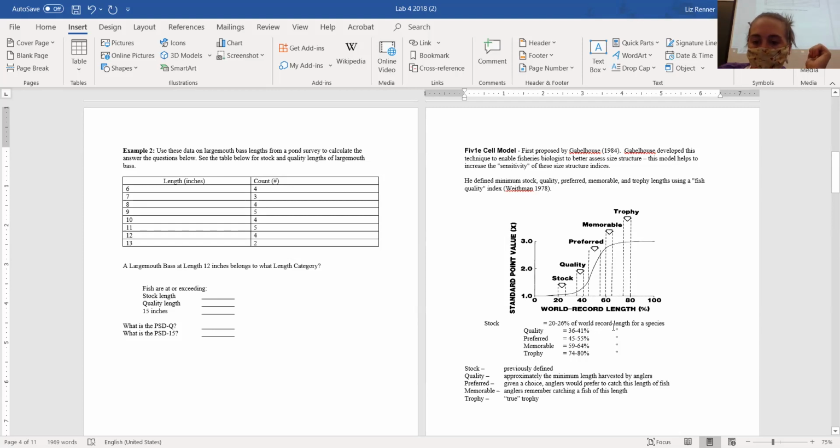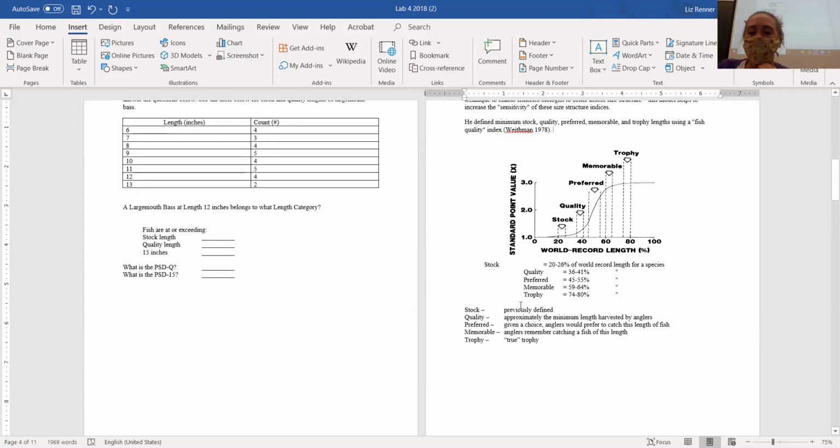So 20 to 25% of world record length for a species would be stock, all the way up to trophy, which would be 74 to 80% of the world record for a species. That would include anything above that, so 80% to 100% would also technically be included in the trophy category. Stock is the baseline for fish that might recruit, like an adult fish. Quality tends to be the minimum length harvested by anglers. Preferred would be, if given a choice, the length of fish anglers would prefer to catch. Anglers will remember catching a fish of the memorable category, and then a true trophy fish would be 74 to 80% of the world record. So if you're a manager for some kind of trophy sport fish, like bass or blue catfish, and you had a population with some numbers of memorable and trophy fish, you'd be pretty happy with that population.